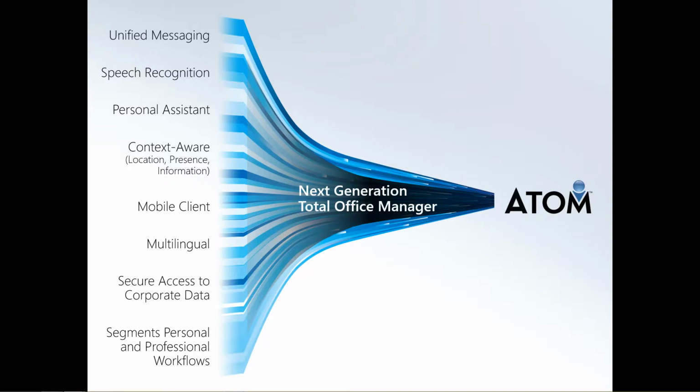But the Atom license is for mobile users. It gives them unified messaging, a speech recognition interface, a find me, follow me application, supports their mobile devices. All those things that are important for a mobile user are wrapped up into one low-cost license. Now, you can license these components separately, but Atom is a very, very good option for those people who want the full functionality of the product and are primarily mobile workers.